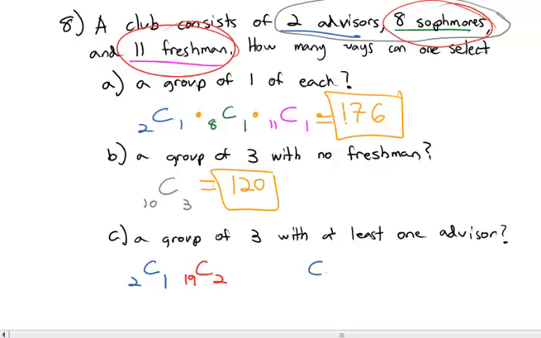The other option is, instead of choosing 1 advisor, of the 2 advisors, we choose both of them. Now we've got at least 1. Technically, we have 2. Now for the everyone else, there are still 19 everyone else's to choose from, but this time we only need 1 other person to get our committee up to 3 people.